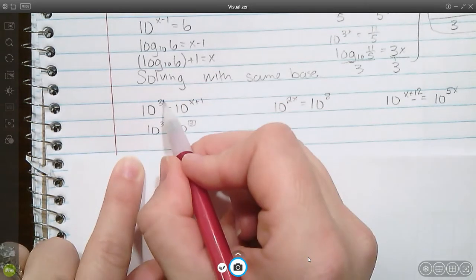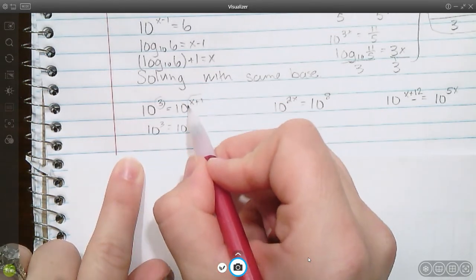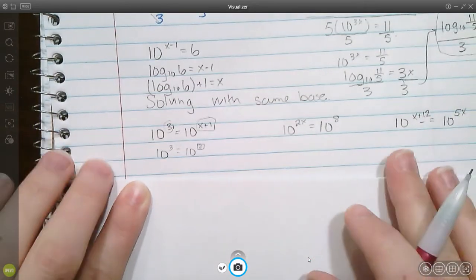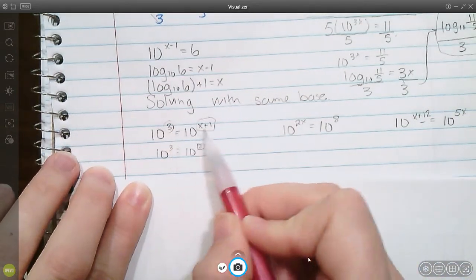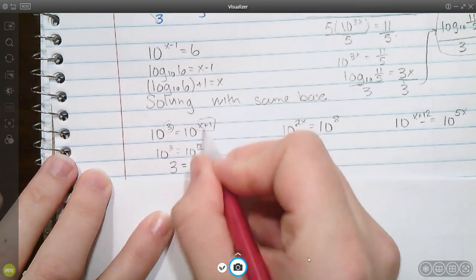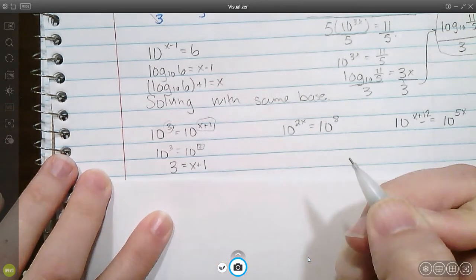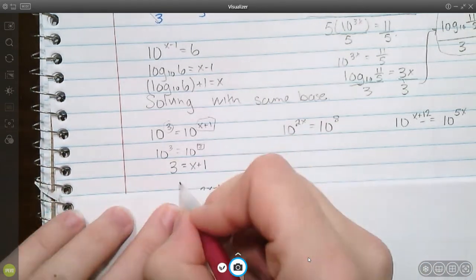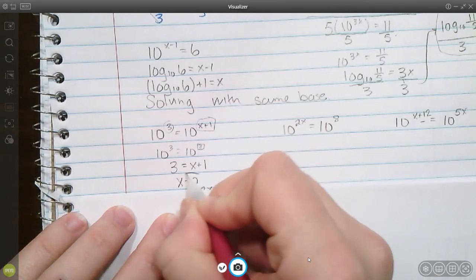So that means that this exponent has to be the same as this. And instead of saying the same as, you can say equal to. So this exponent has to be equal to this. So let's write that. So you have 3 equals x plus 1. Okay, and we're solving for x, so you subtract 1 from both sides, and you get x equals 2.